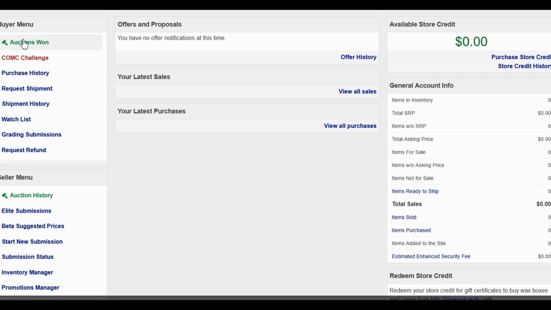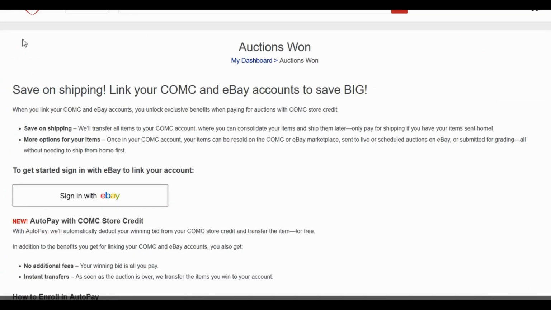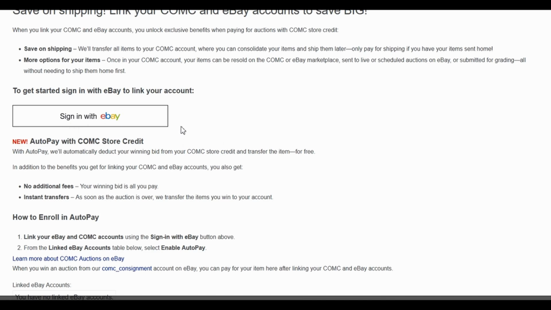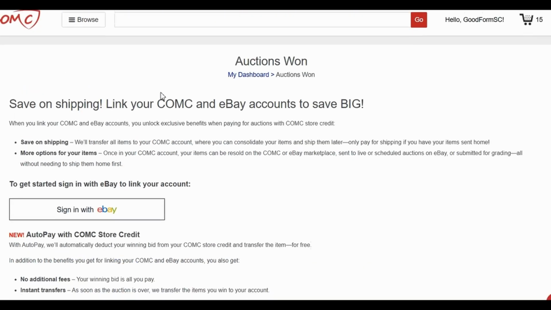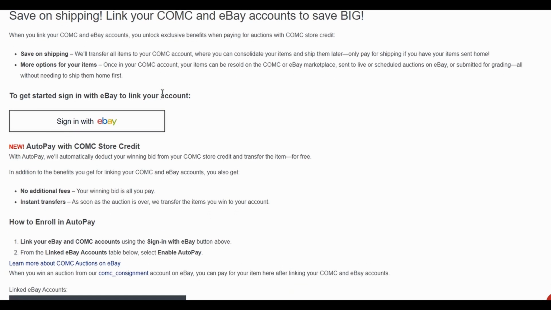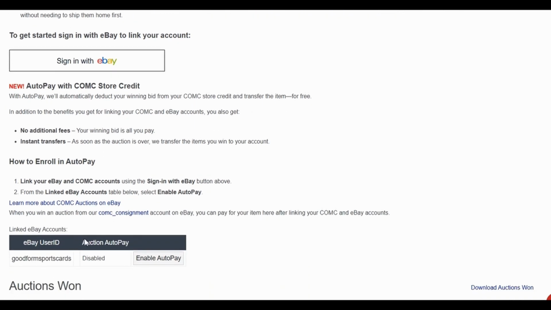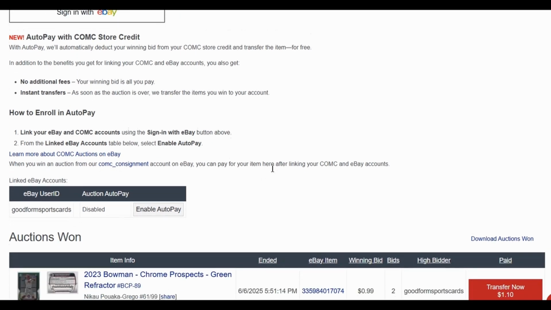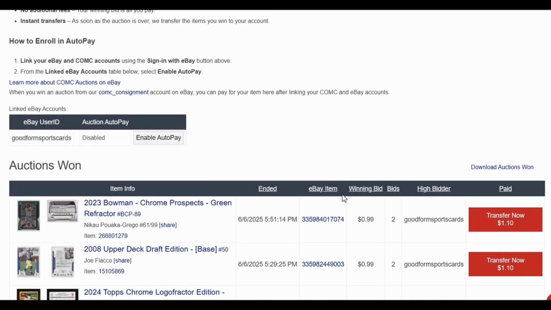So once you have your buying mode chosen, we'll start right here, the buyer menu. So Auctions Won is pretty straightforward. You can click on that and view the auctions you've won anytime. You can also link your eBay account to this, and this is where I am constantly buying and selling on COMC. Here's a quick look at my COMC with my eBay link to it. You can see it's linked to the Good Form Sports Cards eBay account. And what you can do is you can set up an auto pay here.